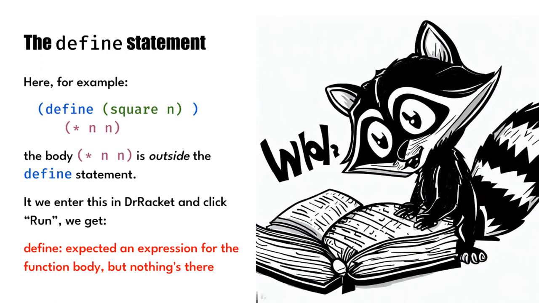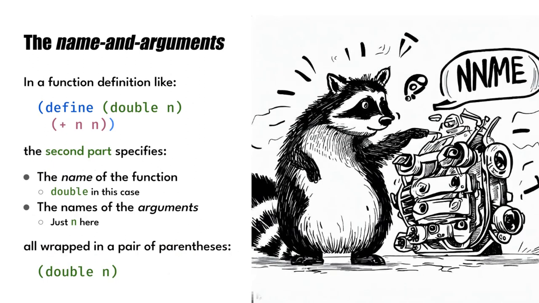This tells us that we closed the define statement too early and left the body dangling out in the cold. The second part of a definition, after the keyword define, I'll call the name and arguments section. It specifies the name of the function, in this case double, and the names of the arguments. In this case there's just one, called n, all wrapped up in a pair of parentheses. Common errors are leaving off either the parentheses at the start, in this case the one right before double, or at the end of this section, in this case the one right after n.